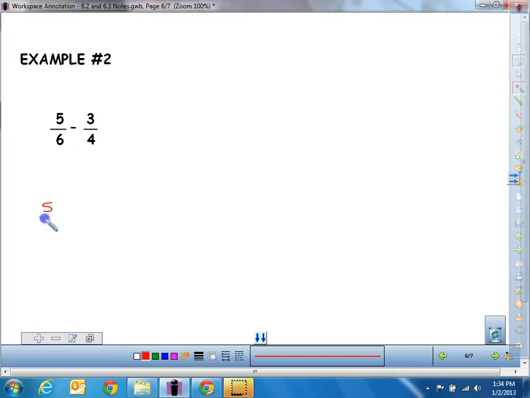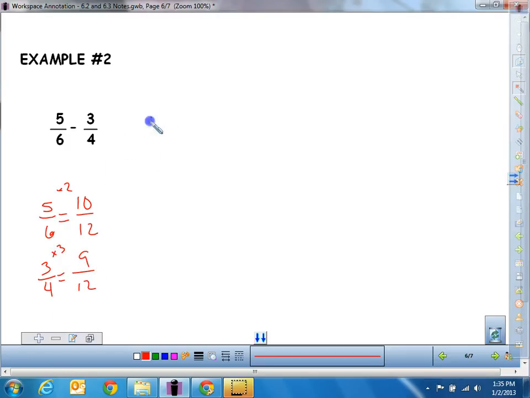So I want to go ahead and change 5/6 into something over 12, and I want to change 3/4 into something over 12. So right now you should be asking yourself, what do I have to do to 6 to get it equal to 12? 6 times what? It should have been times 2. 5 times 2 then is 10. How about down here? 4 times what gets me to 12? Times 3. So I got to take 3 times 3 to get 9.